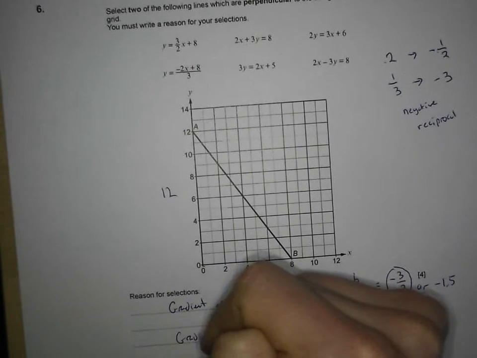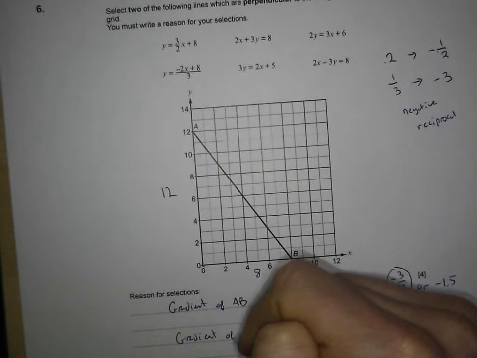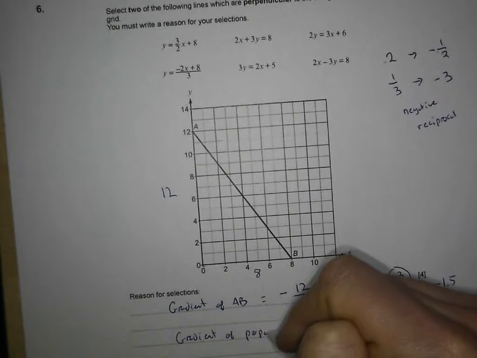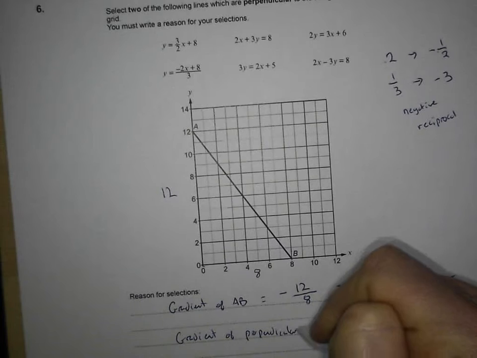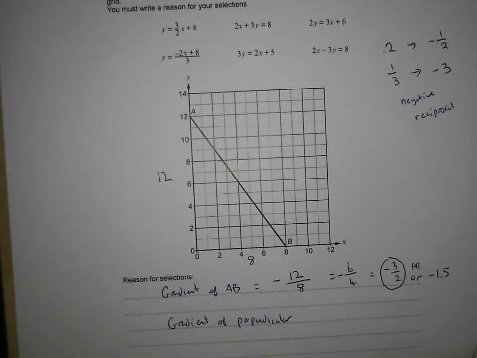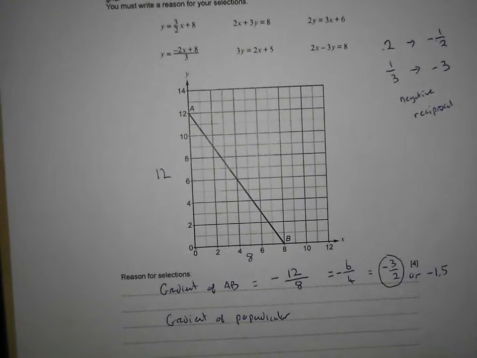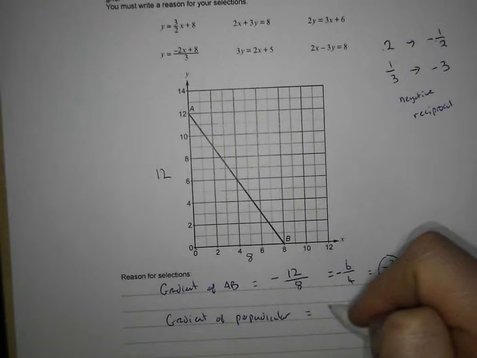Gradient of perpendicular. Well, as I said before, we've got to find the negative reciprocal. Change the sign, flip it upside down. So it's minus 3 over 2, so when we change the sign it's going to be positive, and if we flip it upside down, we get 2 over 3.